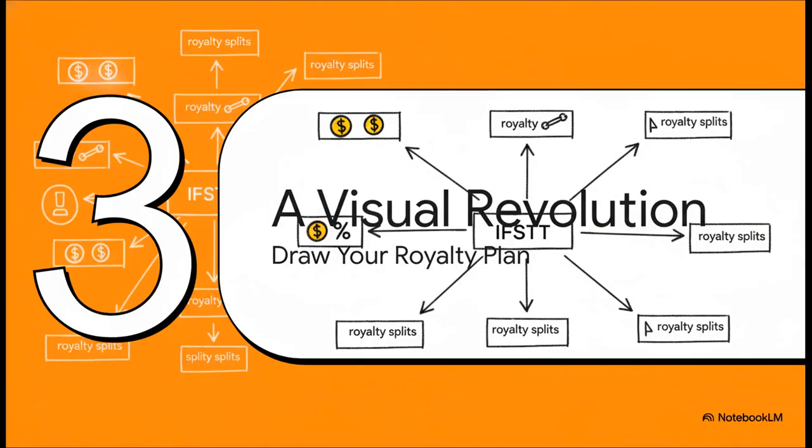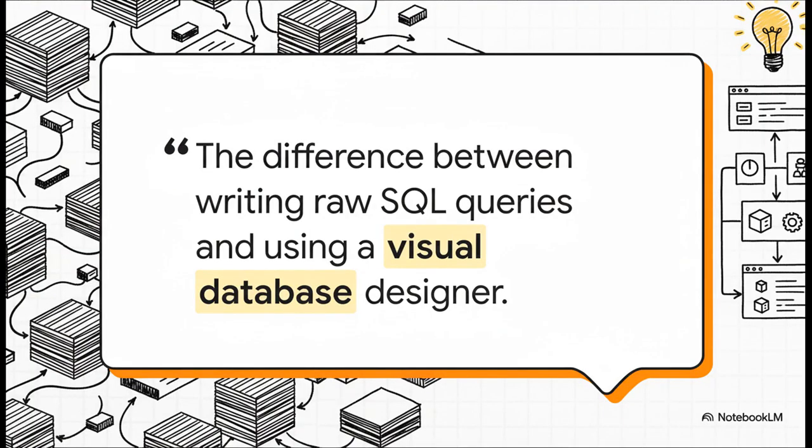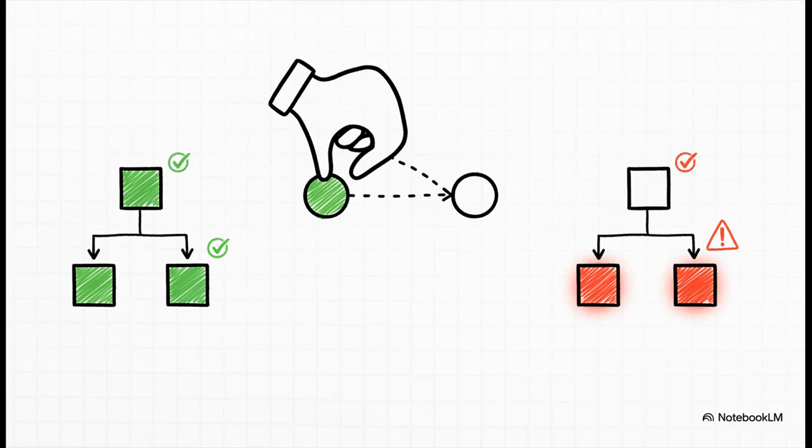And this is where the revolution happens. A free tool called IFSTT, which by the way stands for if split then that. It poses a really simple but profound question. What if you could just draw your royalty plan? And the source material uses a perfect analogy for this. It's like the difference between writing raw SQL queries by hand and using a visual database designer. I mean, both get the job done, sure, but the visual tool lets you focus on the logic, not the crazy complicated syntax. And that's exactly what IFSTT gives you.